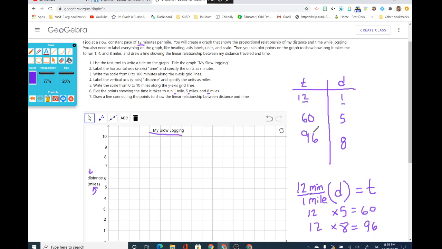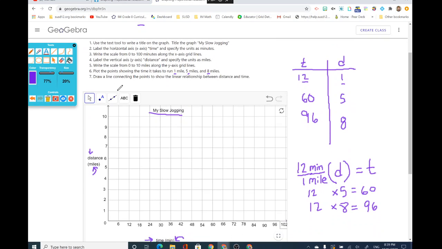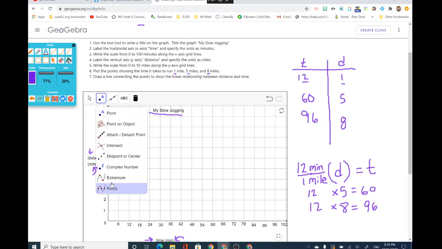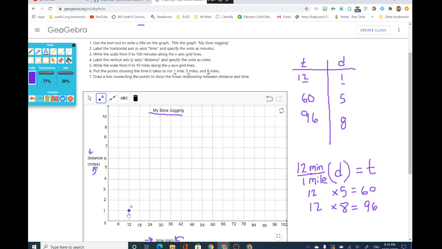So I'm going to plot these data points on my graph. I'll get the point tool here. Oh, there's all these choices. I just want a simple point. Got it. Okay, so the distance, 1 mile takes 12 minutes. So here is miles on the y-axis and 12 minutes. Plot that point. Ding! And it gave me point A, but I don't think that matters. I should delete that later.